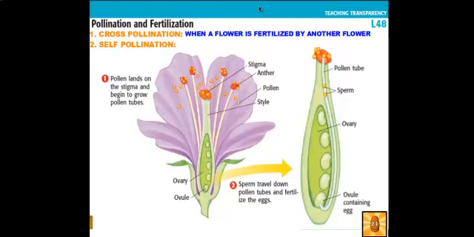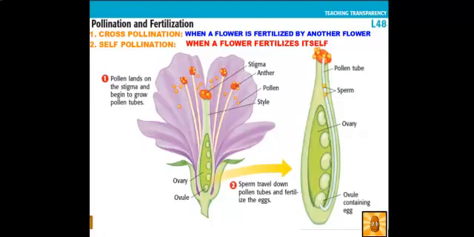Now we can also have self-pollination, which is exactly what it sounds like. During self-pollination, a flower fertilizes itself. So if the wind is blowing and some of the pollen gets knocked off the anthers, it's possible that it can stick onto its own stigma and fertilize the eggs in the same plant that the sperm was made in. So those are the two types of pollination that we have.